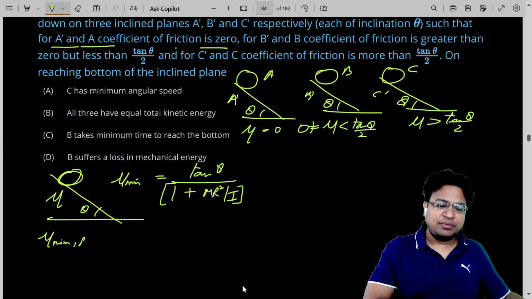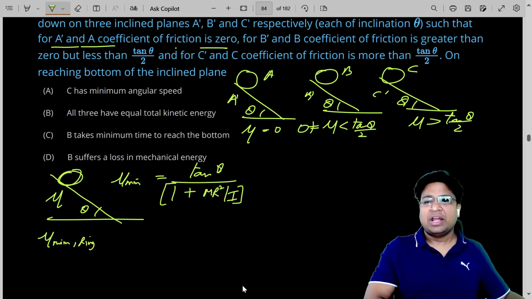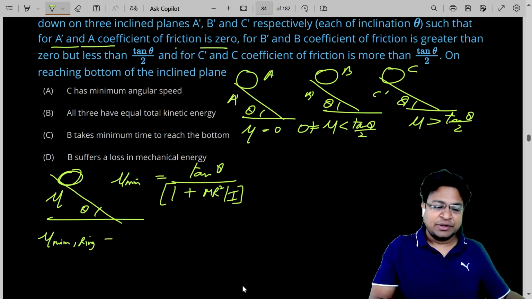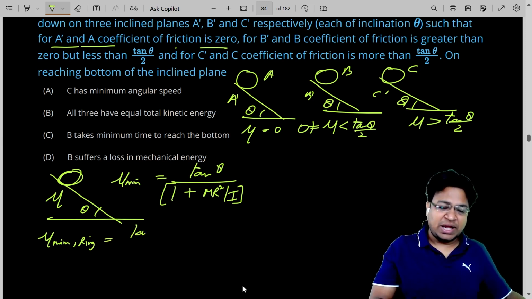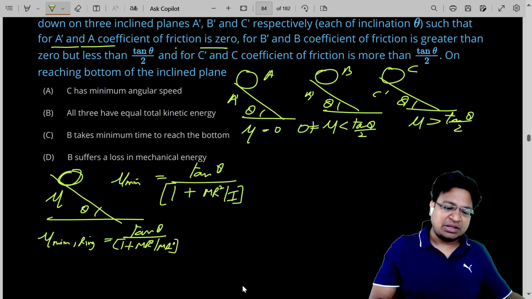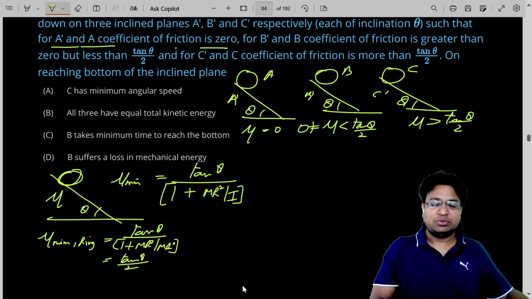So mu minimum for a ring or maybe a hollow cylinder. A hollow cylinder is as good as a ring as far as the calculation of moment of inertia about the standard axis is concerned. So for this case, it will become tan theta divided by 1 plus mr square by mr square. Correct. So it will become tan theta by 2, and therefore you see a tan theta by 2 in this question.